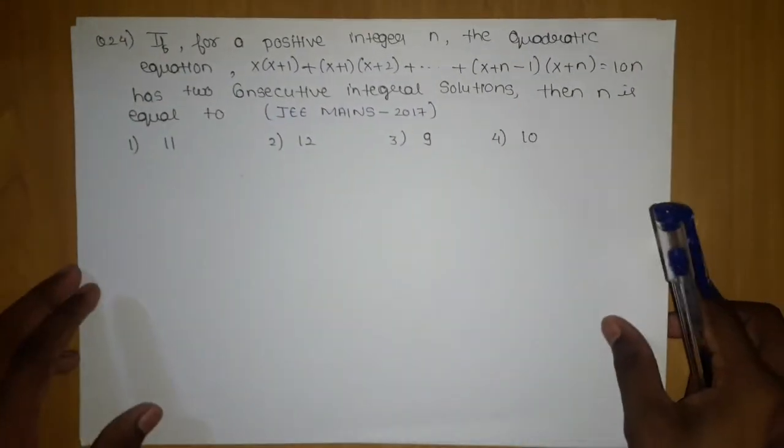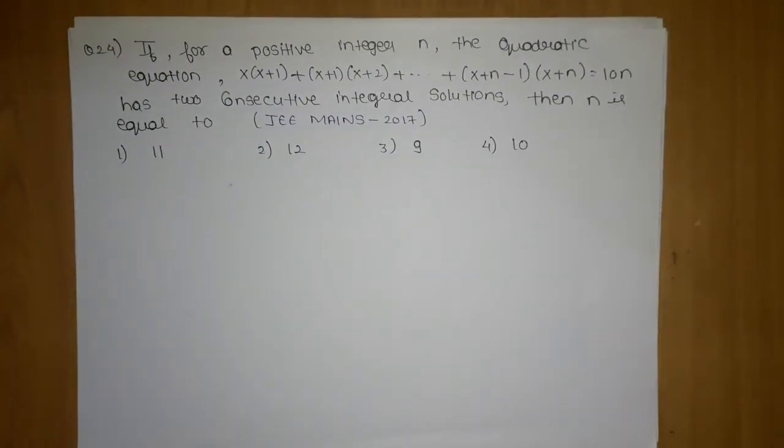So the last question which we are going to do is this question, the 24th question. If for a positive integer n, the quadratic equation x into x plus 1 plus x plus 1 into x plus 2 plus and so on till x plus n minus 1 into x plus n equals 10n has two consecutive integer solutions, then n is equal to what? Options: 11, 12, 9, 10.